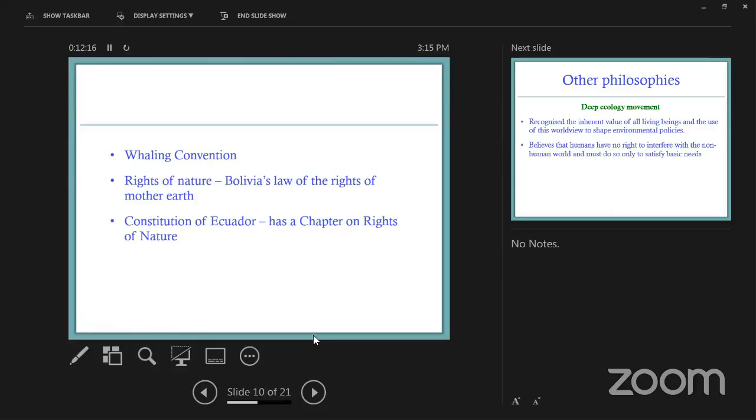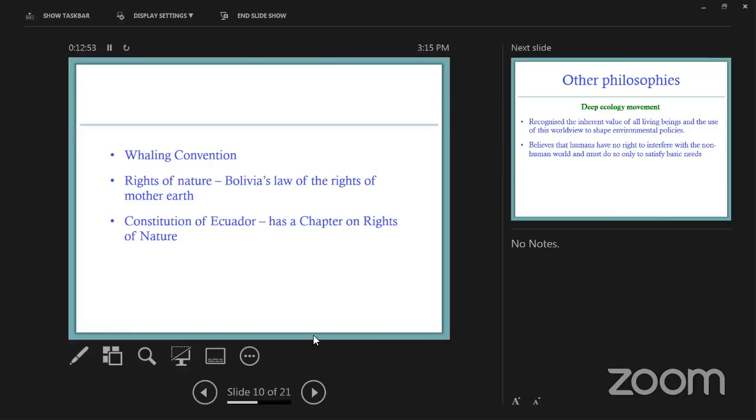Similarly, there are two very interesting examples of two South American countries which are legally recognizing the rights of nature. Bolivia has a law called the Rights of Mother Earth, in which they say that nature has the same rights as humans to be valued, to be preserved, to be conserved, not to be harmed. Similarly, the Constitution of Ecuador has a chapter on rights of nature.